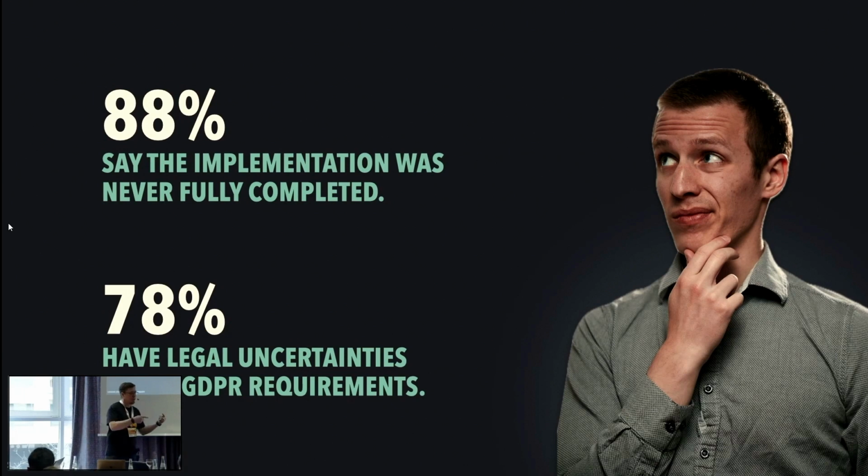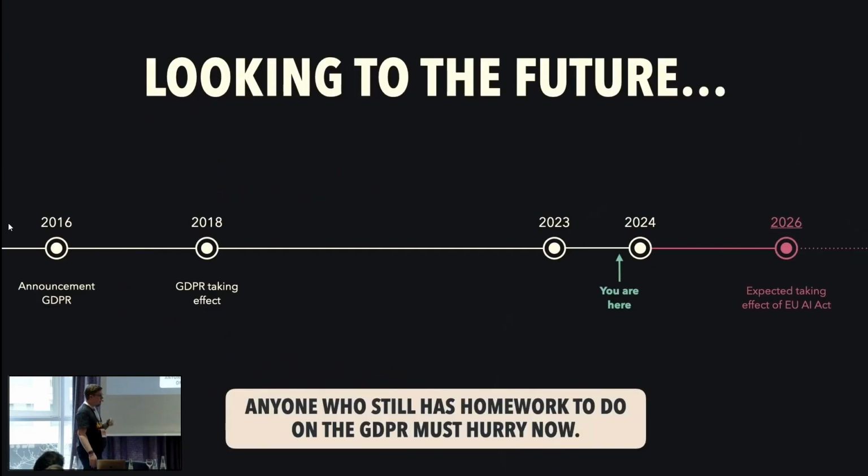So let me translate that for you. That means that around 88% haven't even really started or finished what they've done with the GDPR, and 78% are not even sure what they have to do and which laws apply to them. So if you take one thing from this talk, looking into the future, because we are here at 2023 nearly at the end, you must hurry to apply to the GDPR. And why that is so, we will get to in the next slide, because the EU AI Act is just around the corner.